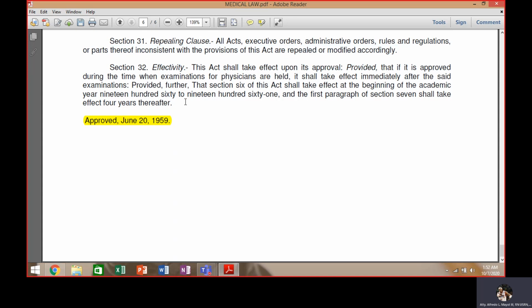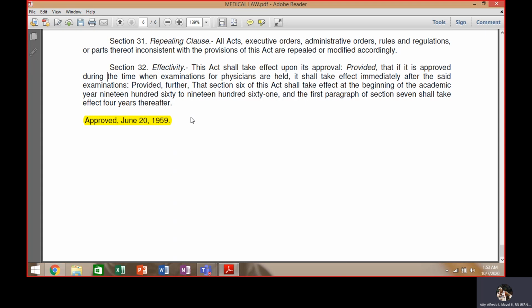This act shall take effect upon its approval, provided that if it is approved during the time when examinations for physicians are held, it shall take effect immediately after the said examinations. Provided further that Section 6 of this Act shall take effect at the beginning of the academic year 1960 to 1961, and the first paragraph of Section 7 shall take effect 4 years thereafter. So this law was approved on June 20, 1959.